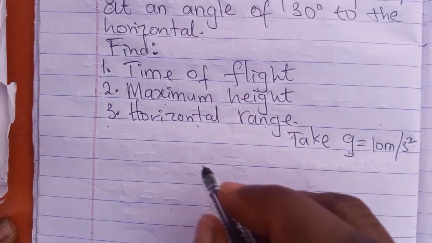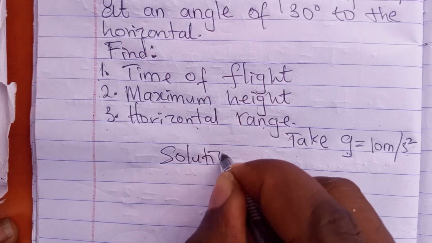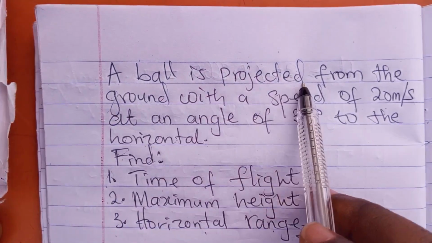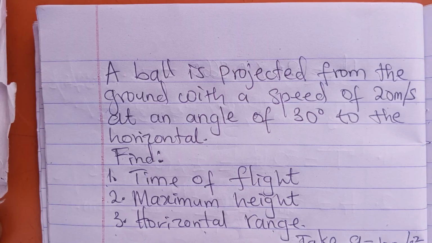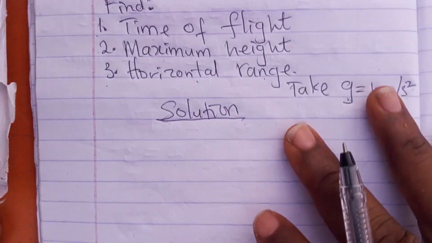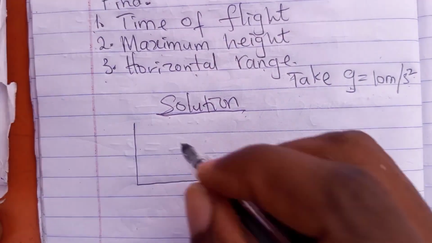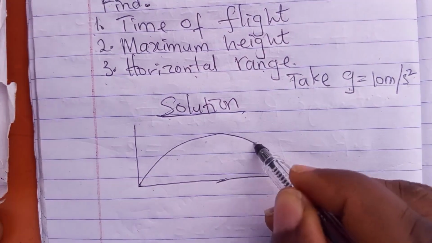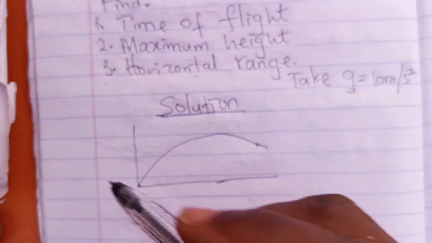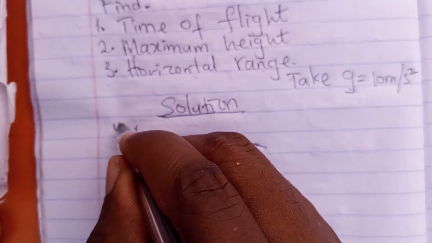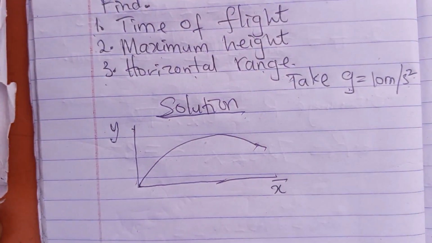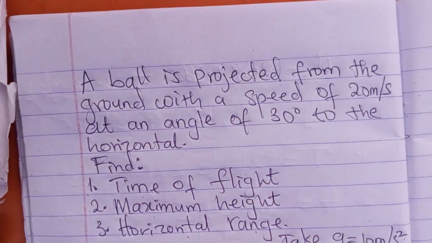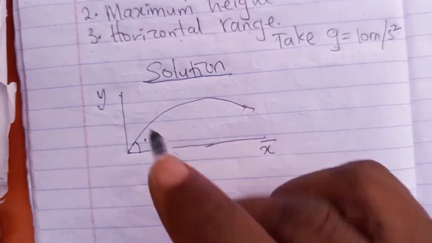So here is our solution to the problem. I want you to know that whenever you come across a projectile, it is not one motion, it is two. We have the vertical motion and the horizontal motion. When you throw a ball, for example, we have two components, the vertical component and the horizontal component. Now this is projected at an angle, from our question, of 30 degrees.